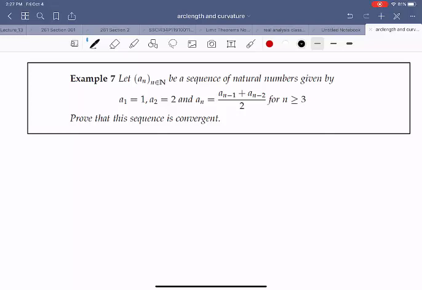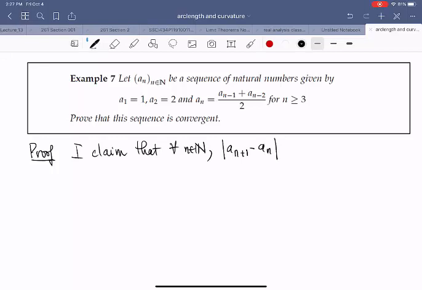Now, for this, there's some scrap work which needs to be done before the proof is presented. But I will skip the scrap work and just present you the idea that will work here. What I want to do, I claim that for any natural number n, a_{n+1} minus a_n is equal to 1 over 2 to the power n minus 1. And we'll prove this by induction. Okay?